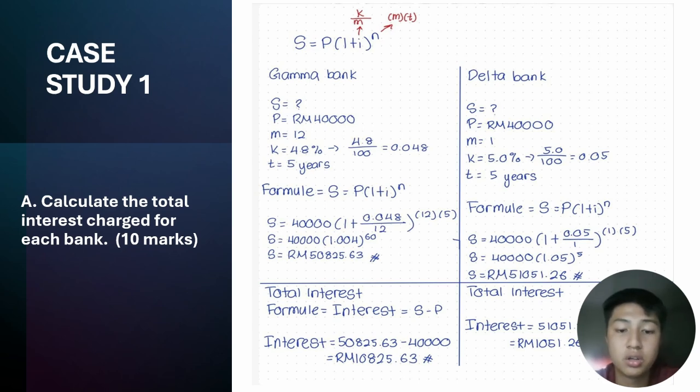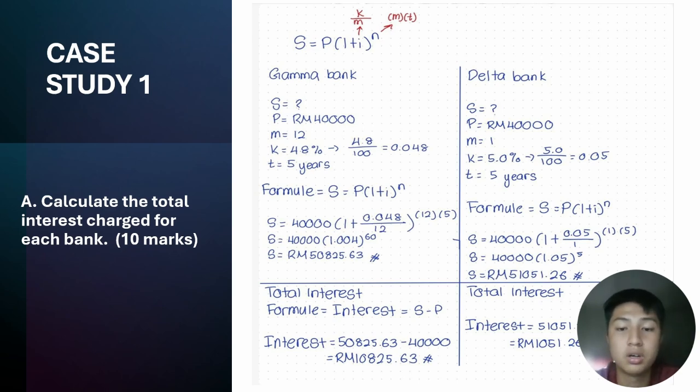50,825.63. So for the total interest on the Gamma Bank, we use the formula interest equals S minus P. So the interest is 50,825.63 minus 40,000, and we got 10,825.63. That is the total interest for the Gamma Bank.